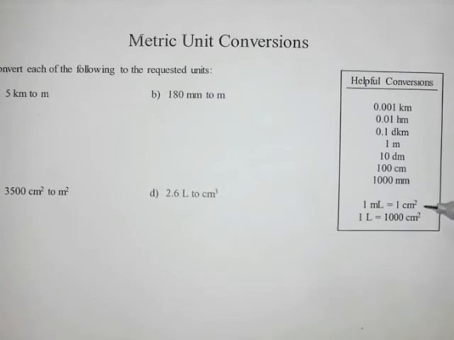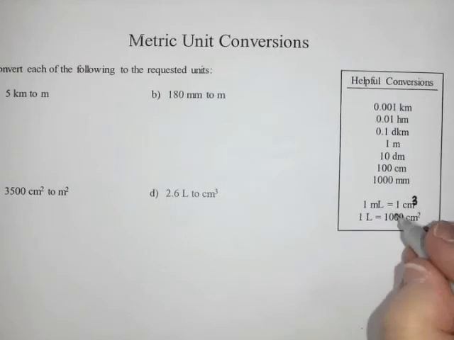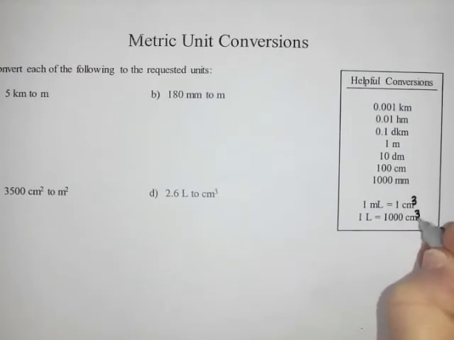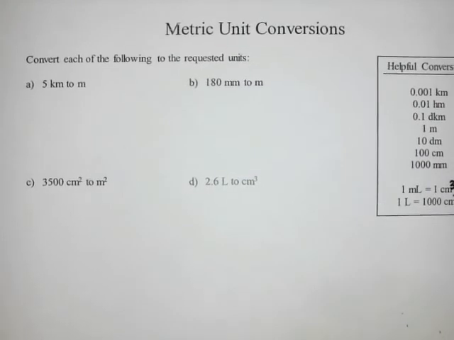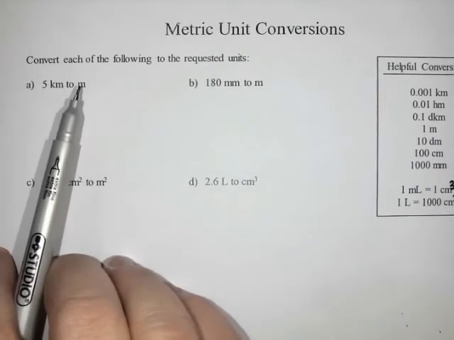And then there's also a few other ones on here. 1 milliliter is 1 square centimeter. Actually, that is a cubic centimeter, if we can make that correction. And 1 liter is 1,000 cubic centimeters, if you could also make that correction. So we're going to take a look. It says convert each of the following to the requested units. So I have 5 kilometers to meters.